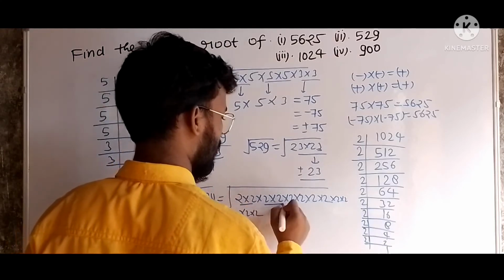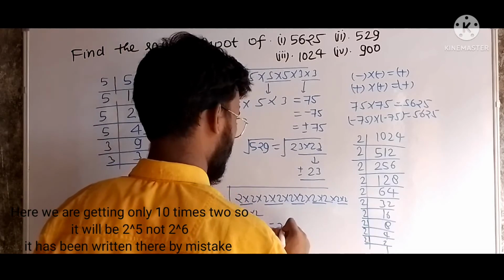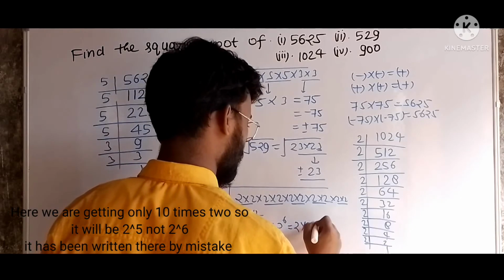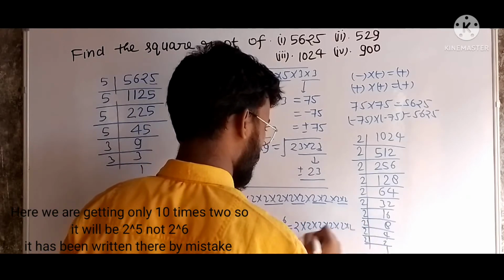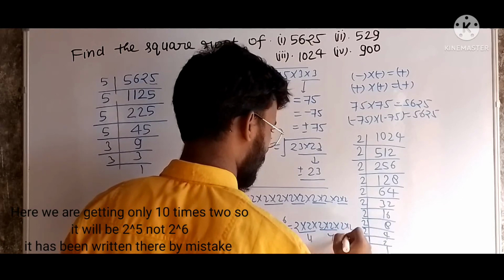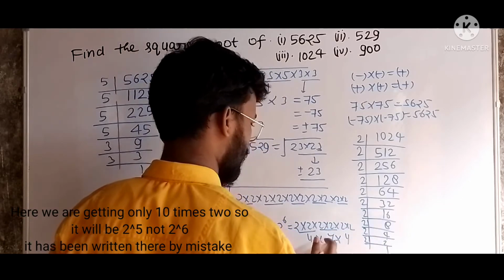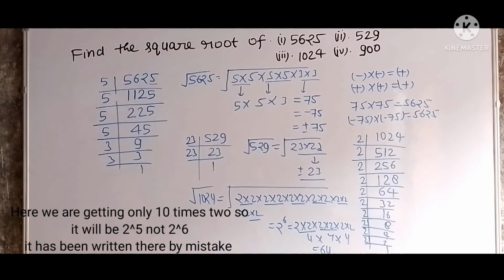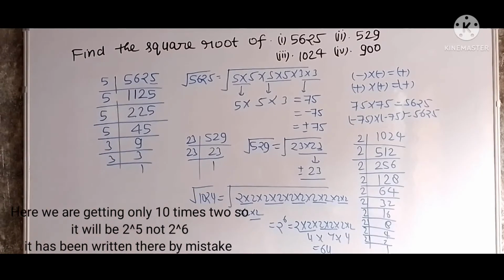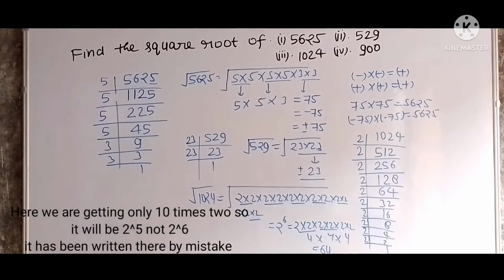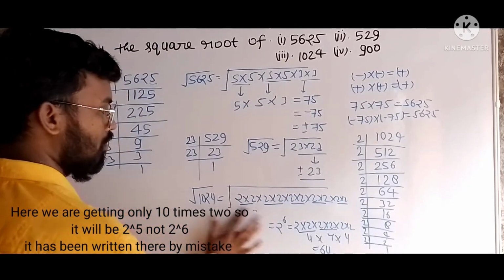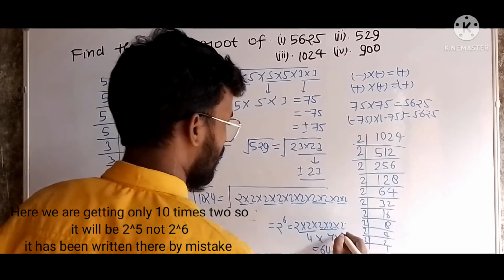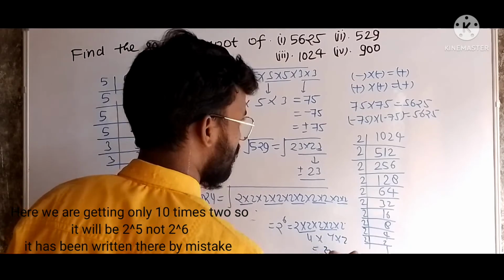Now from here you get 2 to the power 6, that means multiply 2 six times: from here 4, from here 4, from here 4. You get 64. Now see here, there are only 10 twos, so we get this much only. So from here we get 32 as our answer.